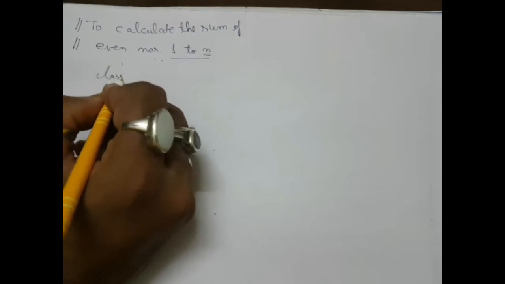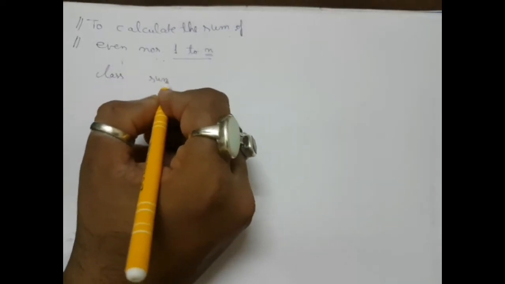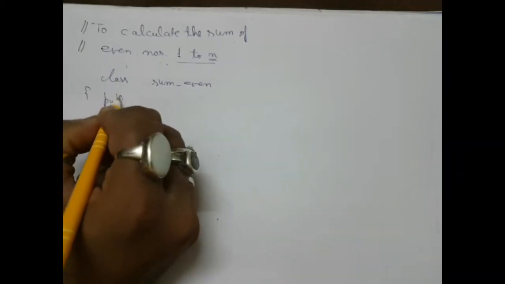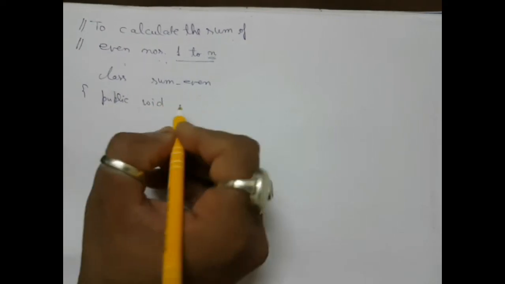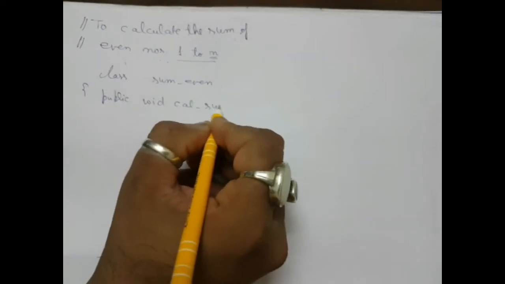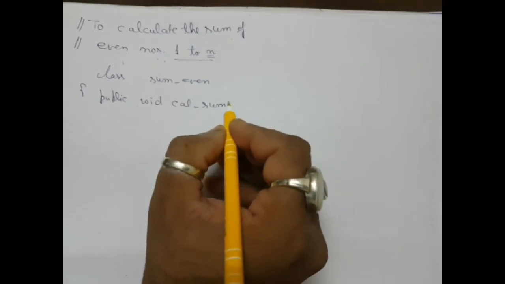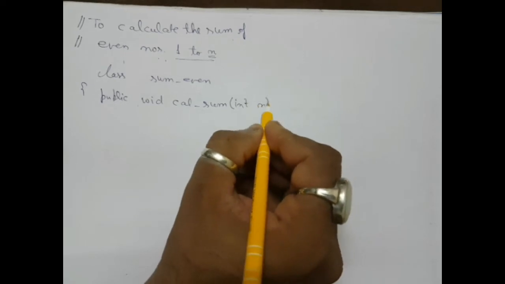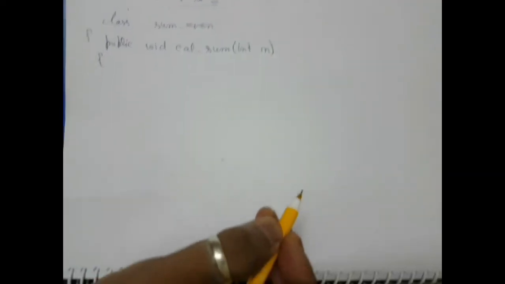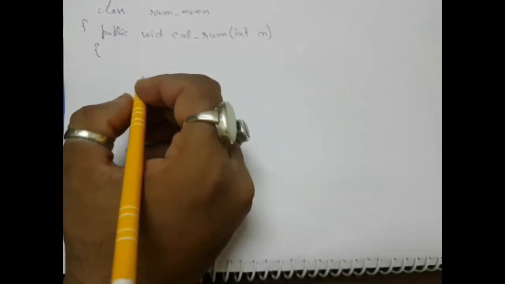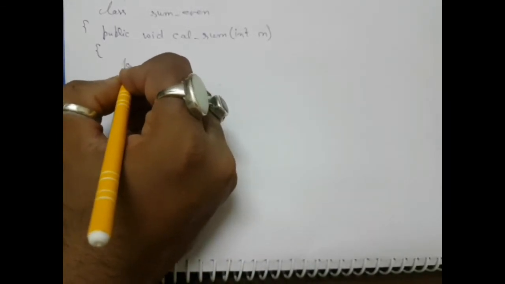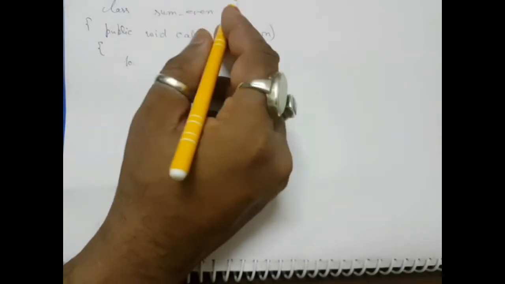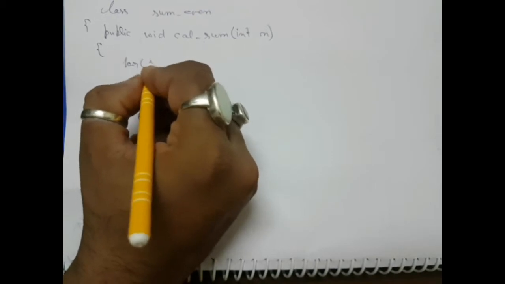So I write here class SumEven, this is the name I have given, public void calSum is the name of the function where the calculation will take place, and here I pass the limit, that is n. Alright, that is the parameter. Now what I have to do, I have to print all the even numbers' sum within the given range. So I will first write the range here.